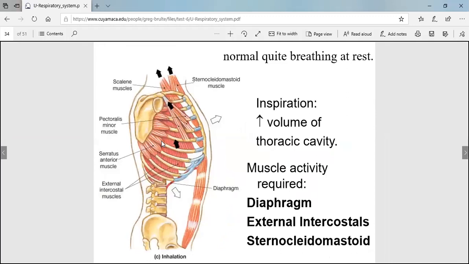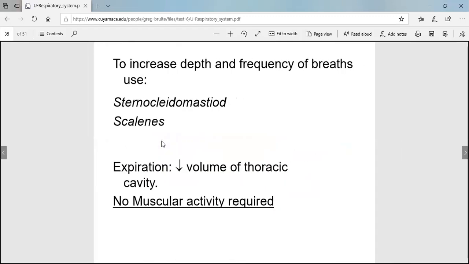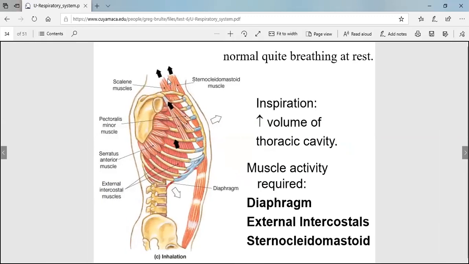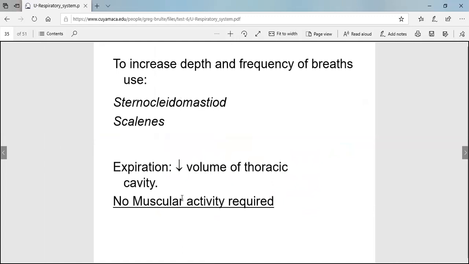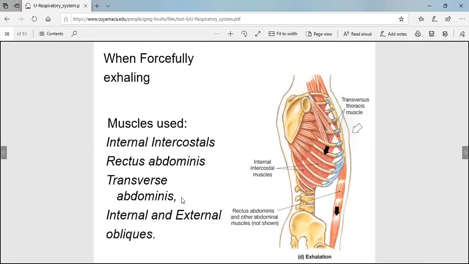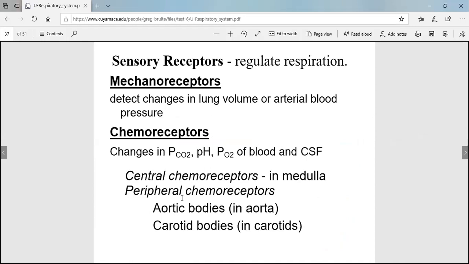True or false? Not true or false, but fill in the blank. What's the main muscle of quiet respiration? Diaphragm. But you can use other muscles if you're struggling to breathe, even your sternocleidomastoids, your scalenes. If you're blowing out forcefully, then you're using these down here, like your rectus abdominis and your obliques and your transversus abdominis. But that's more like forced respiration. Or forced exhalation, I guess I should say.